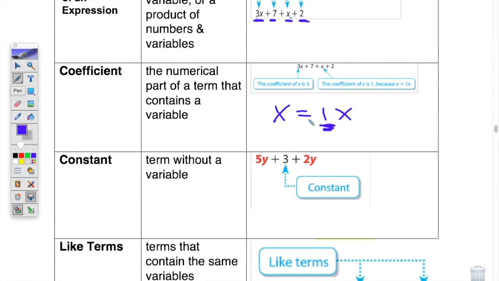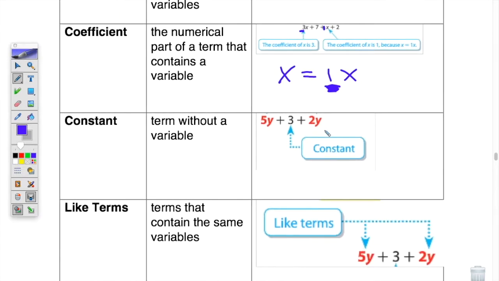Coefficient is the numerical part of a term that contains a variable. So in the example, the 3 and the 1 in front of your x are the coefficients. So remember, x is equal to 1x. X has a coefficient of 1.